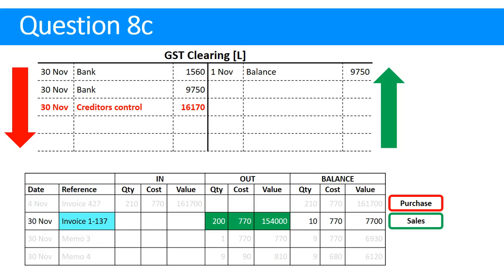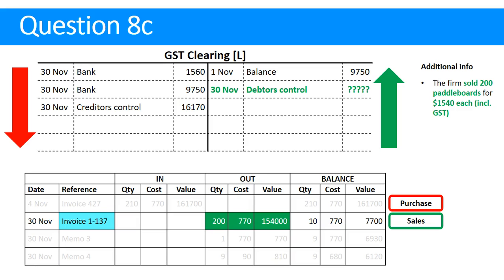The next transaction we were given was we made sales of stock costing $154,000 on credit. So that's going to show up as a credit entry in GST clearing to debtors control. The issue is how much. Is it 10% of $154,000? And the issue here is that's actually not the right number. The number we need is not the cost price, we need the sale price.